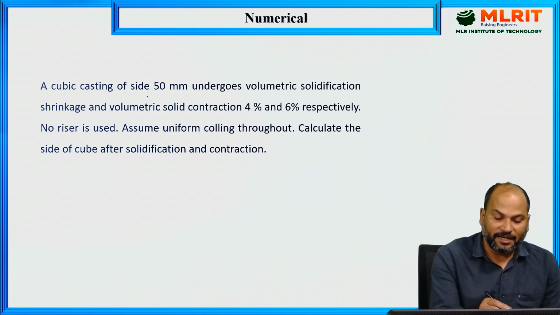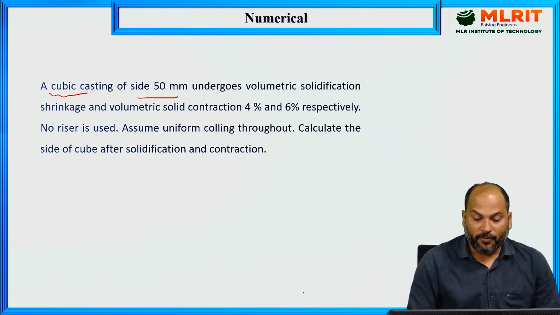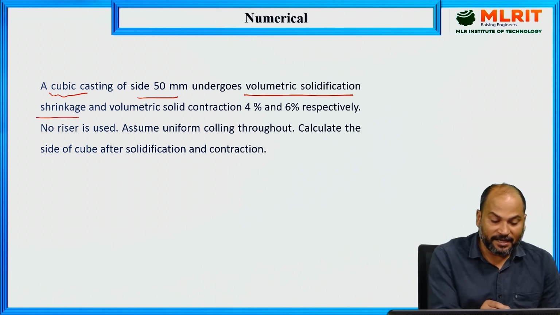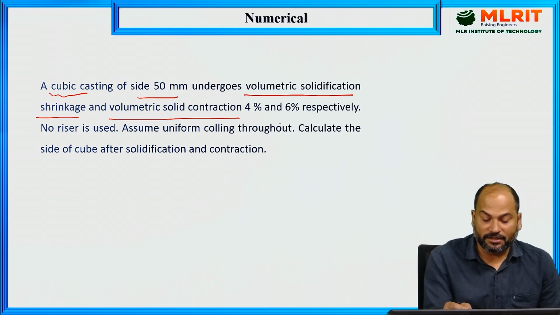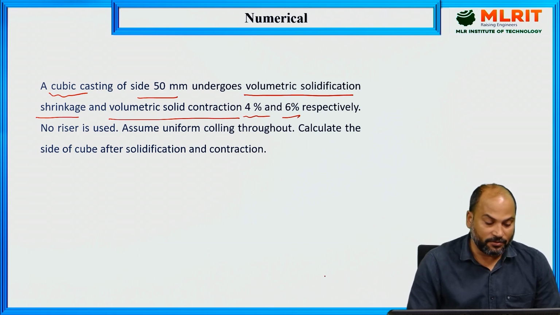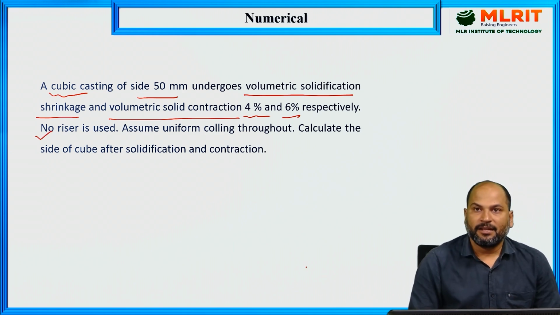Here the side length is given, and the shape is a cubical casting. The side is 50 mm, and it undergoes volumetric solidification shrinkage and volumetric solid contraction. The values are 4% and 6% respectively, so two shrinkages are given, one is 4% and another one is 6%. It is clearly mentioned that no riser is used in this casting.